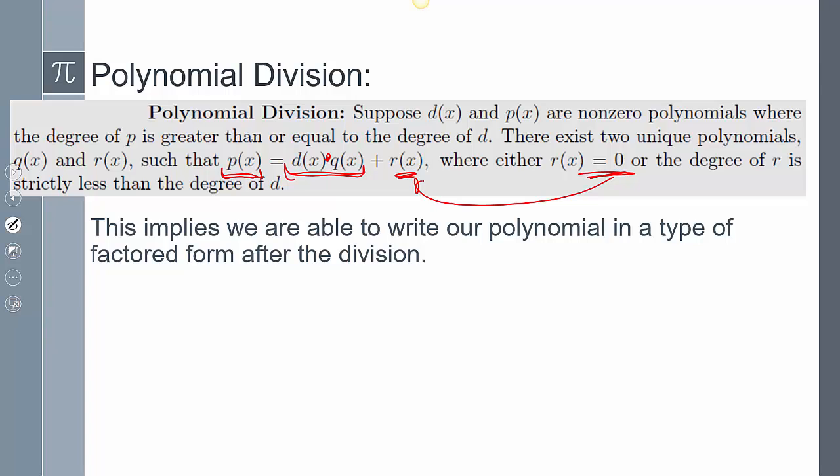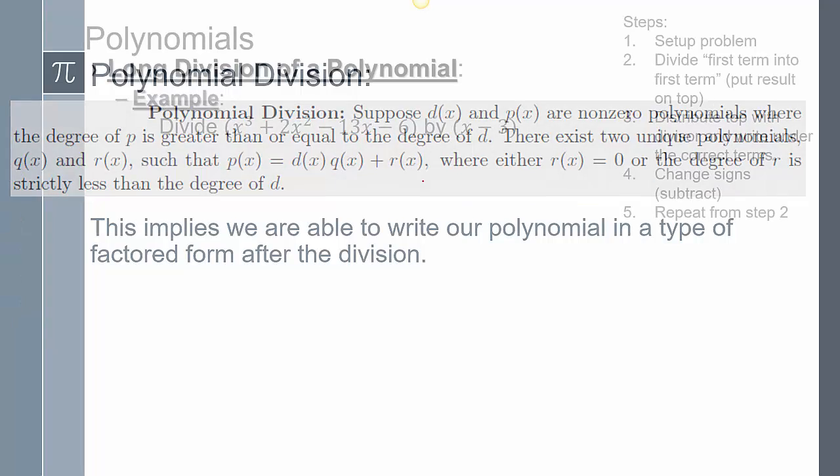Now all this statement does is imply that we're able to write our polynomial as a type of factored form after we divide. That's crucial. After we divide, we can write our polynomial in a type of factored form.